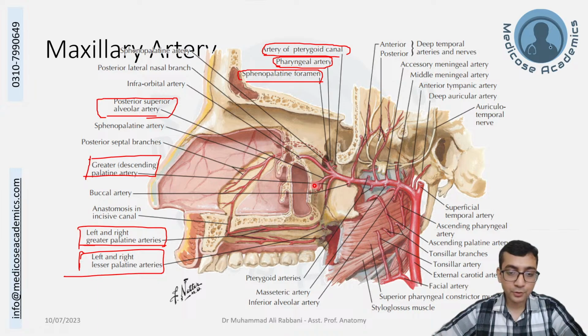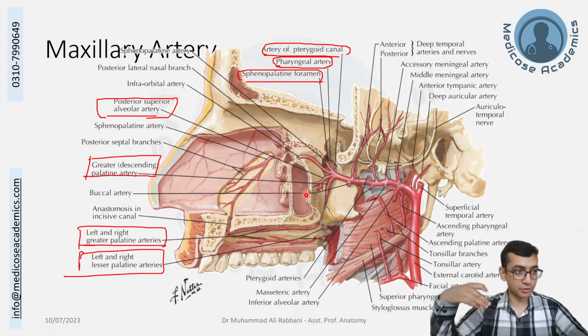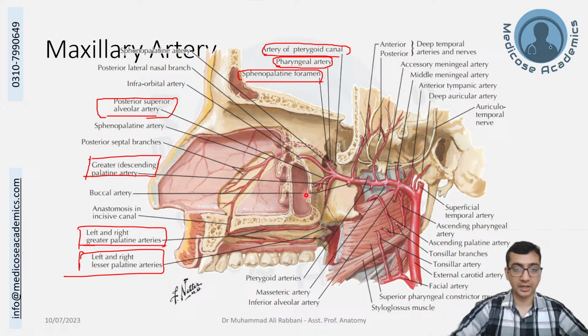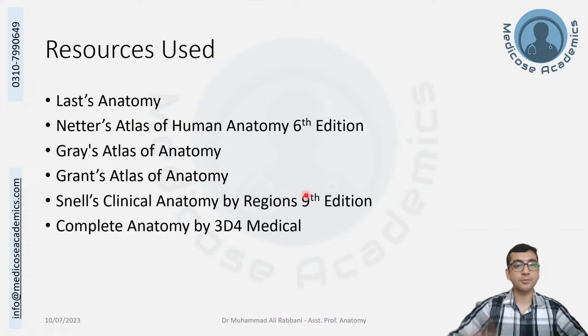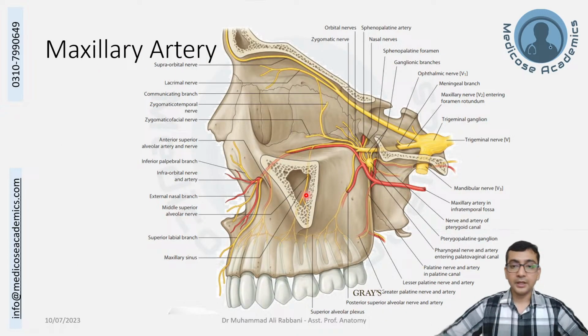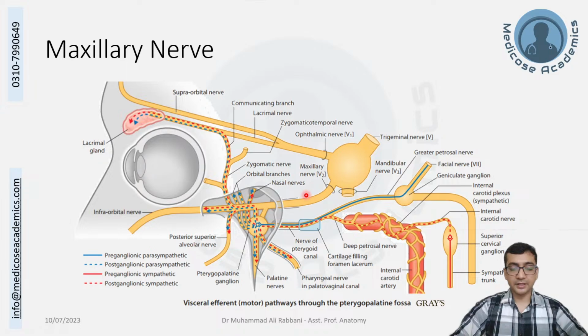It comes to the posterolateral aspect of the maxilla, and it will make openings into the bone and go on to supply the posterior upper teeth, that are the molar teeth. So that is about the maxillary artery. And then the maxillary nerve.